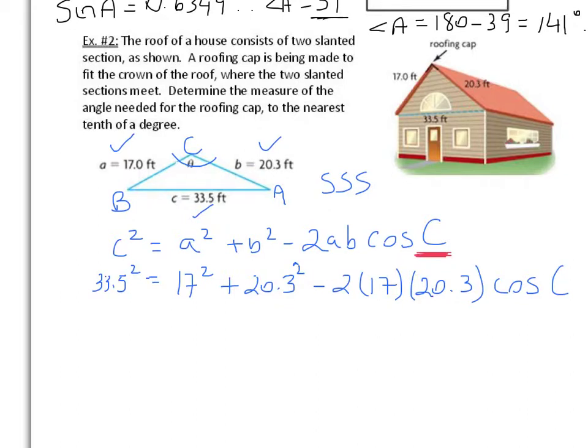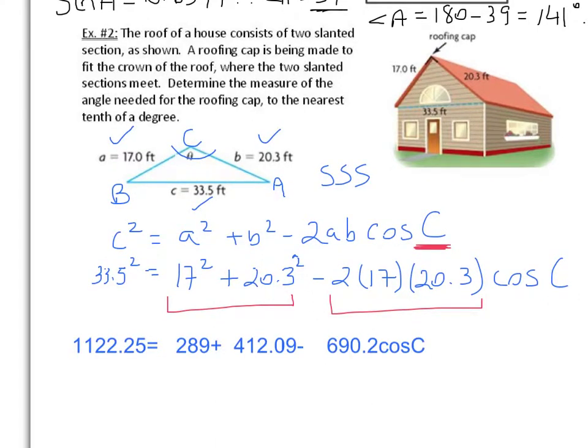Alright, so what we have to do is first figure out what the answer to this is, and then what the answer to that is. We cannot combine this and this together because this has a cos C attached to it and this doesn't. So 33.5 squared gives us that number. 17 squared is 289. And this whole thing right there gives us that. And then we're left with cos C.